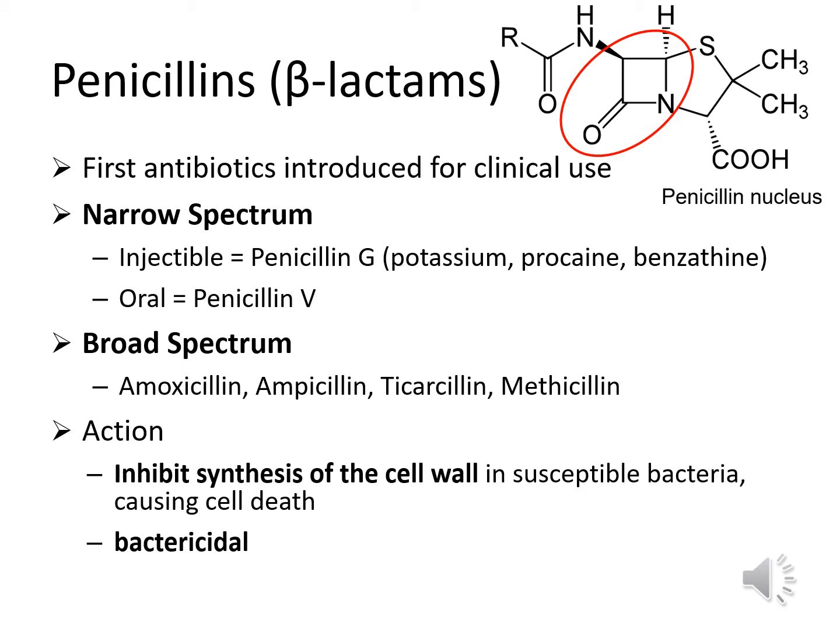Penicillin G is the injectable form. There's a soluble form of penicillin G called potassium penicillin G that dissolves in water. And so that one can be given either IV, IM, or sub-Q, just really any way you want to give it. And then there's a procaine penicillin G, which is given IM only. That's a suspension of penicillin. So you're actually injecting procaine penicillin crystals, if you would, into the muscle or under the skin.